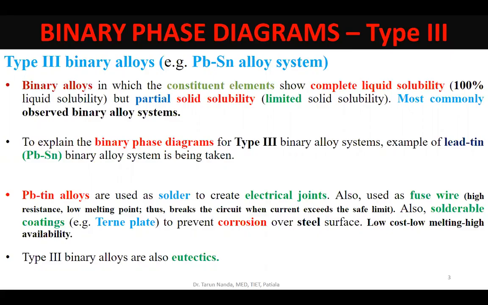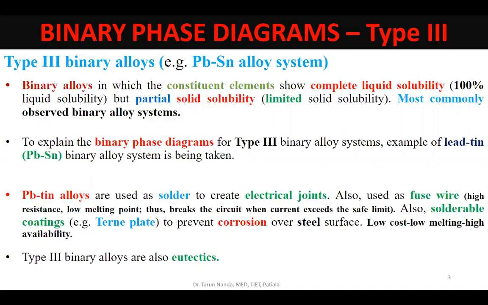Also in fuse wires, which are used for safety purposes of electrical circuits and electrical equipment, these lead tin alloys find wide application. They are also used as terne plate, as coating on steel surface to prevent its corrosion. So this is a very low cost, low melting point, very useful commercial alloy. And let us see how its equilibrium diagram looks like.